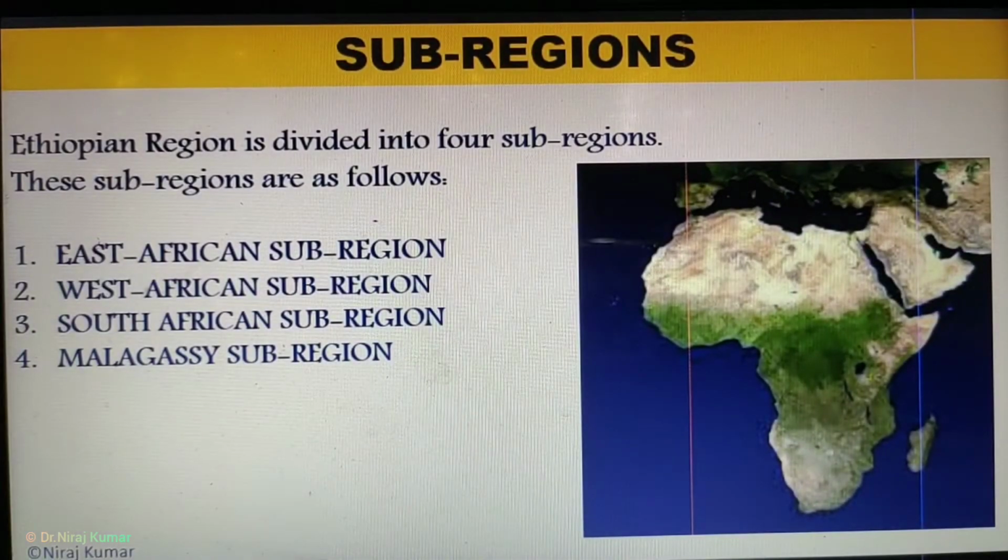Next topic is subregions of Ethiopian region. Ethiopian region, as already mentioned earlier, is divided into 4 subregions. These subregions are as follows. First is East African subregion. This area is East African subregion. Second is West African subregion, third is South African subregion, and fourth is Malagasy subregion. This is Malagasy subregion.